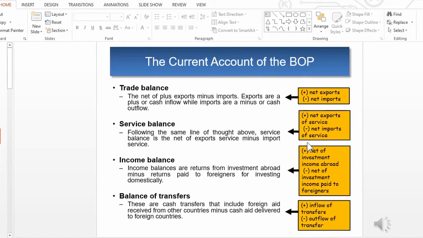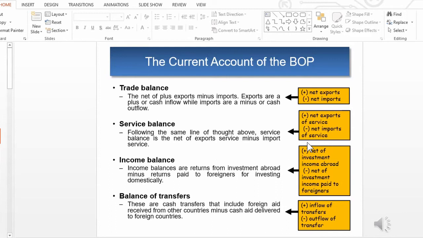For example, when we hire the services of IT personnel who will develop maybe some artificial intelligence program for our country, we have to pay for that service. So that's money coming out of our country. So that's the composition of the service balance: net exports of service and net imports of service.